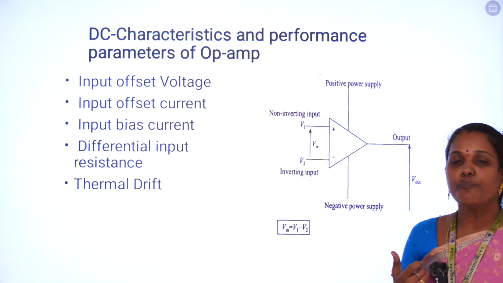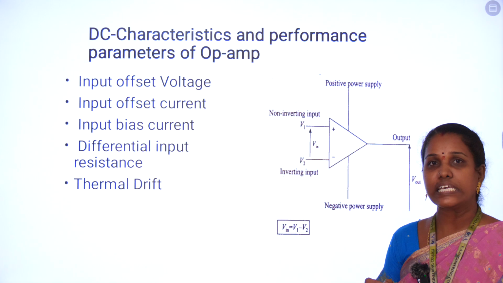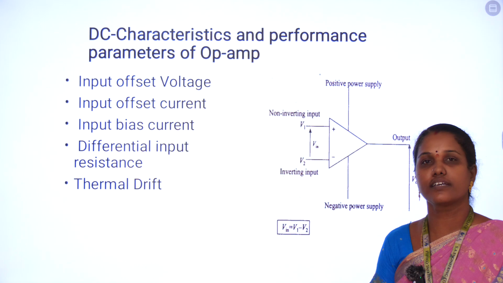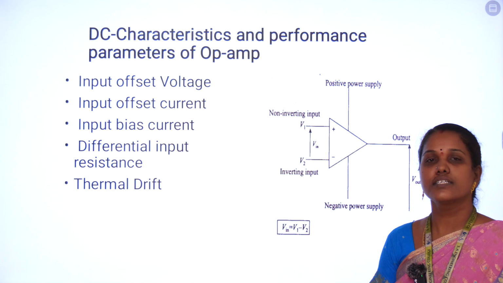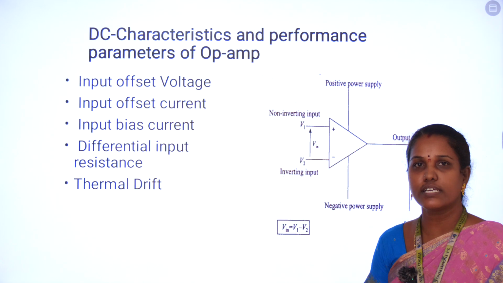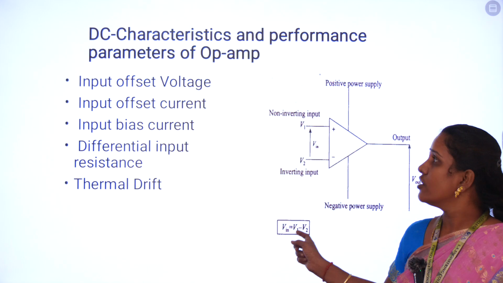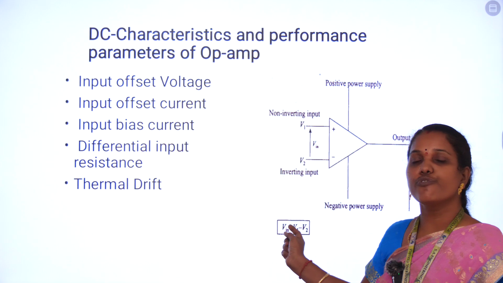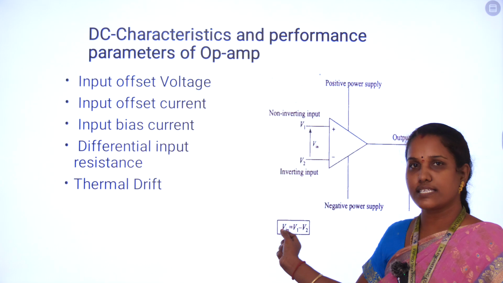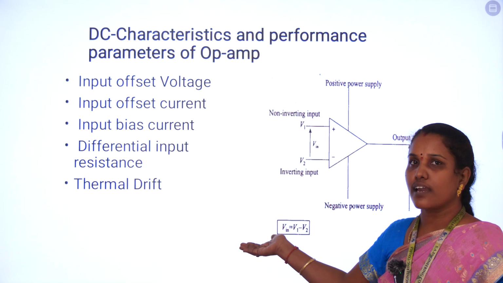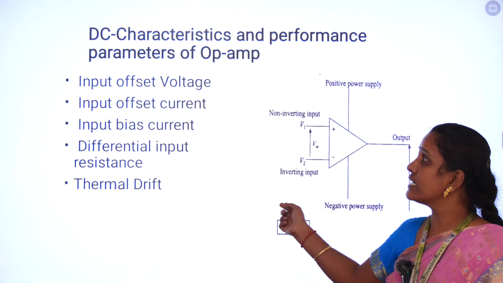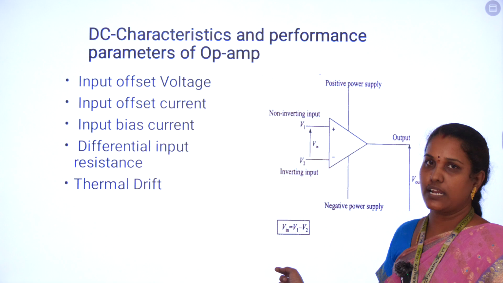So you want to bias the transistors that we are using inside these fabricated integrated circuits. So you need the supply voltage, that is the positive voltage as well as the negative voltage. Now you can give your DC supply voltage to the IC741. So what characteristics do you want to analyze? That is the DC characteristics of the operational amplifier.